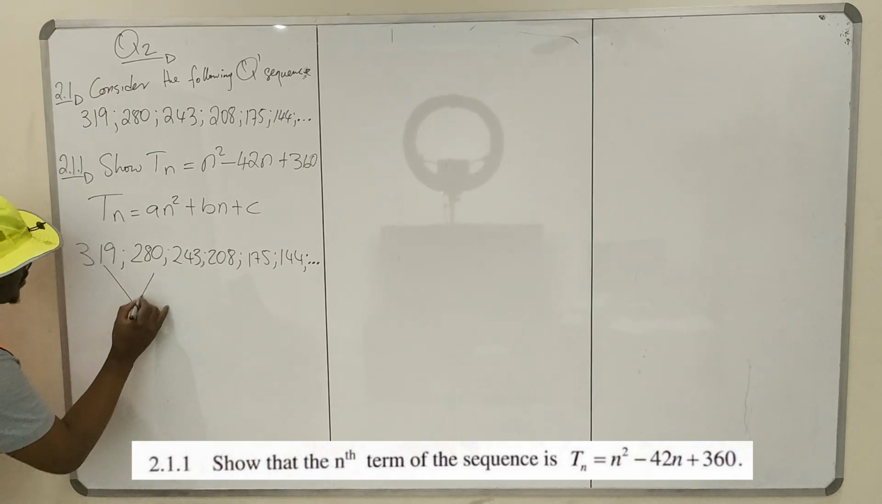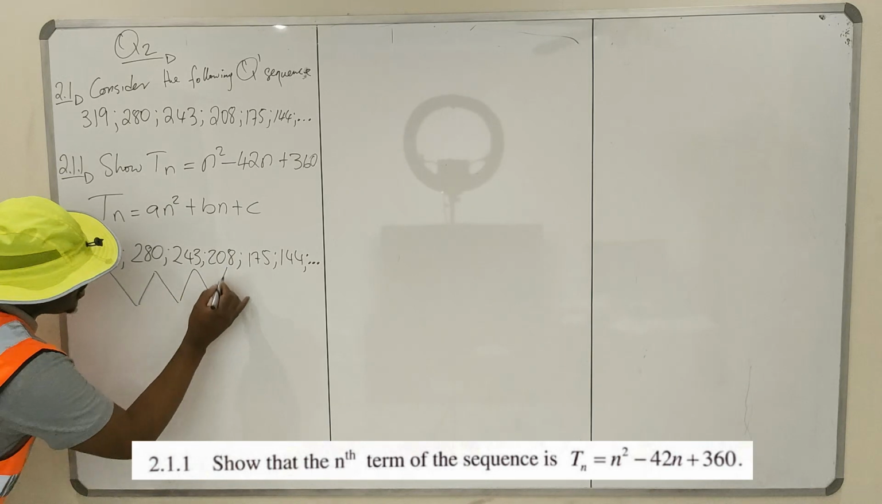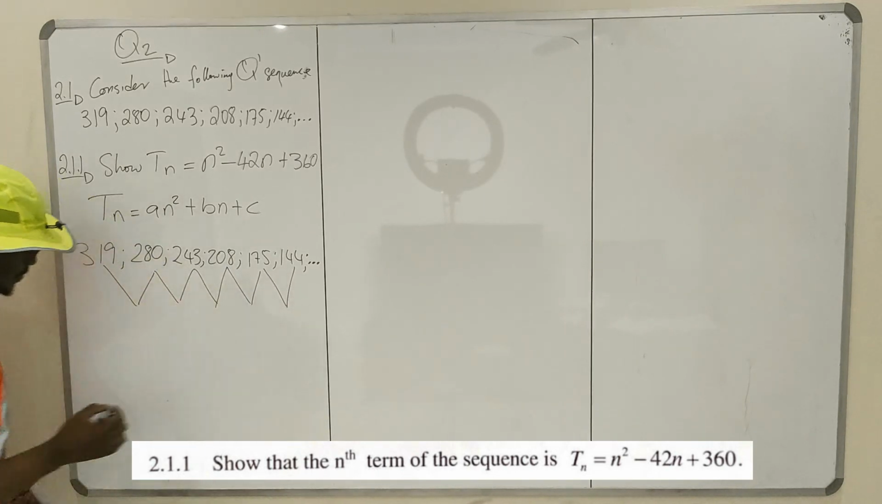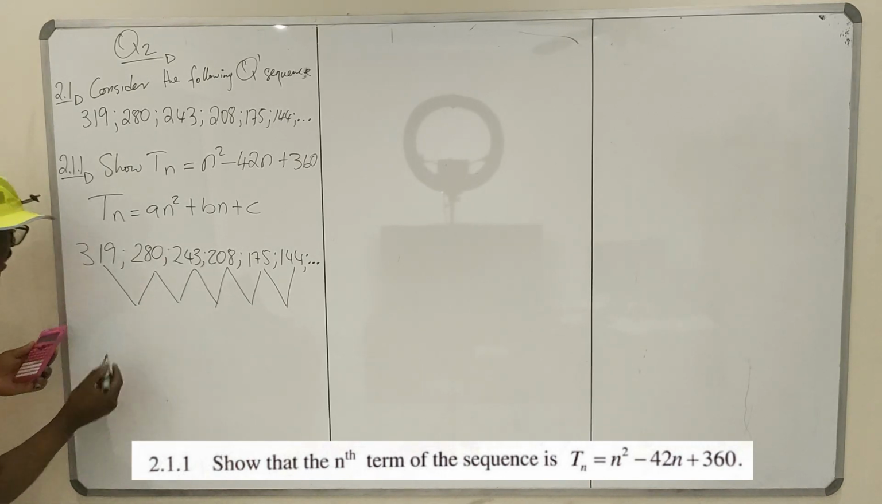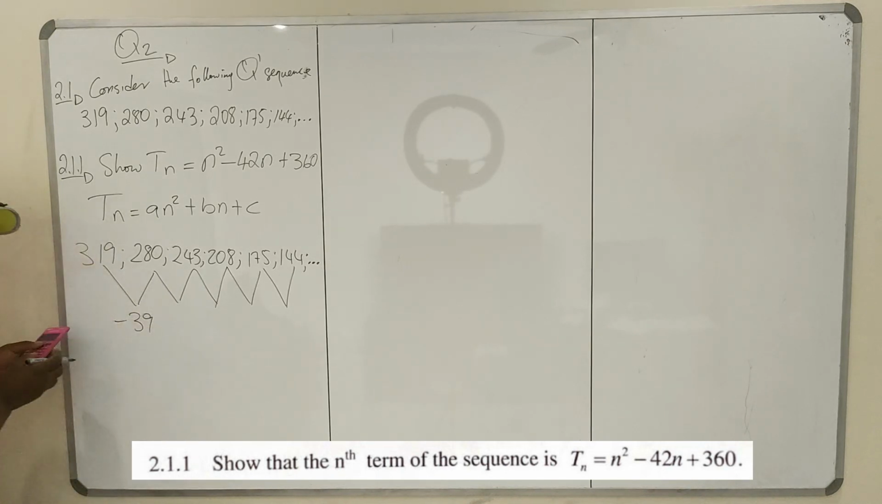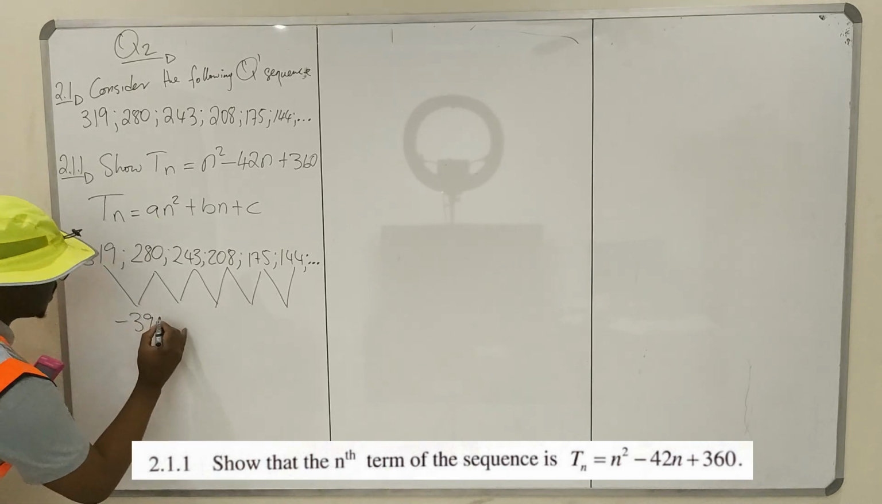So find the difference here, here, here, here and there. Without risking making a mistake, here's my calculator. 280 minus 319, you get minus 39, right? Then 243 minus 280, that is minus 37.